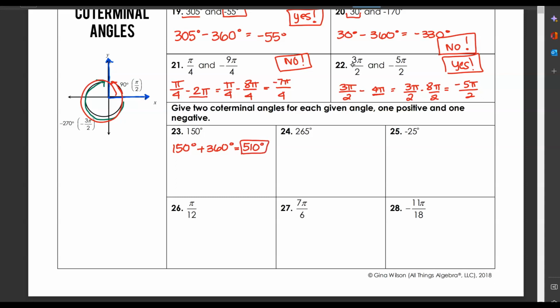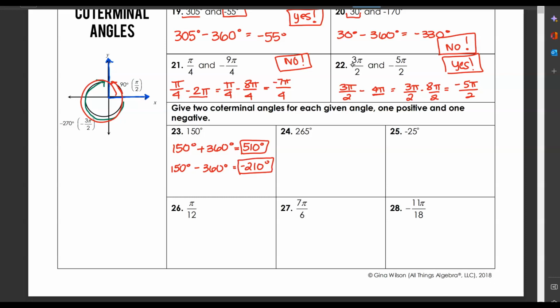They have the same starting terminal and the same ending terminal. And then we're going to take the 150, and we're going to subtract the 360 degrees. So we're going to go in the reverse direction. And so that's going to give us negative 210 degrees. Okay. All right, let's do one with radians.